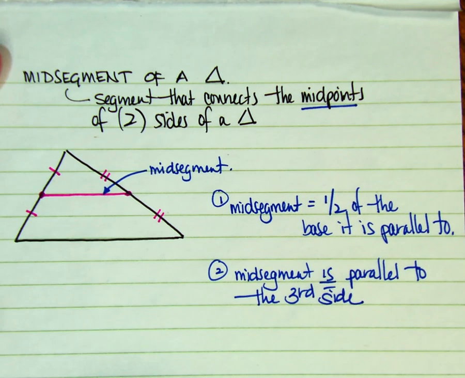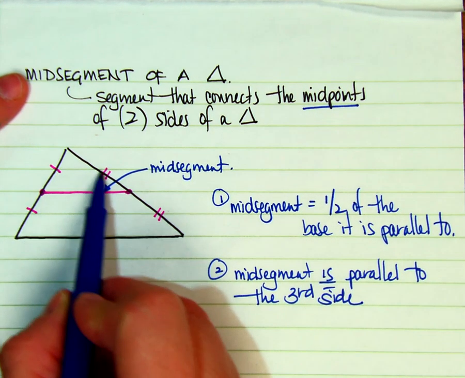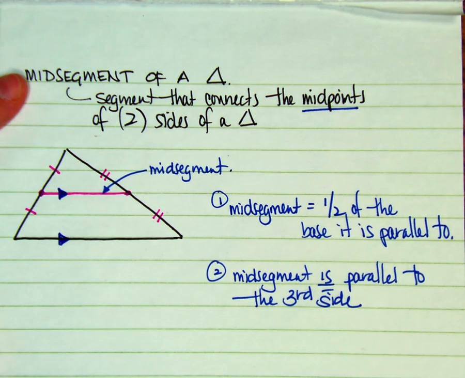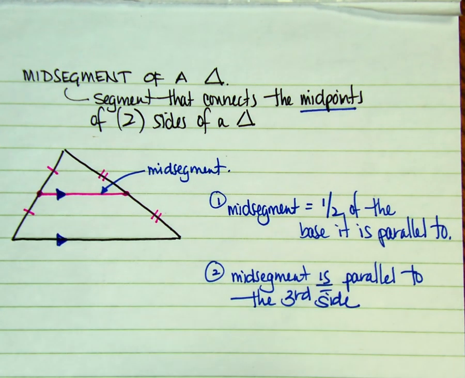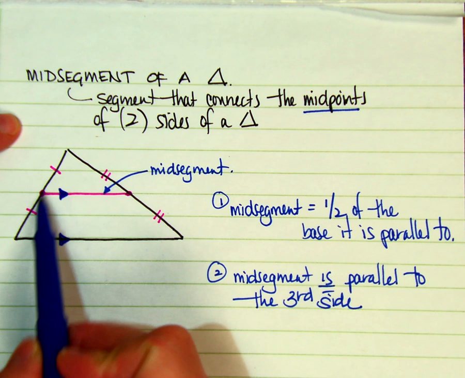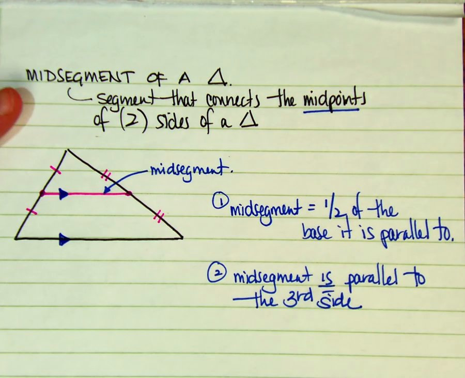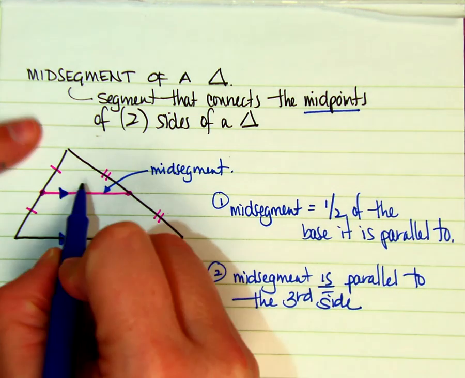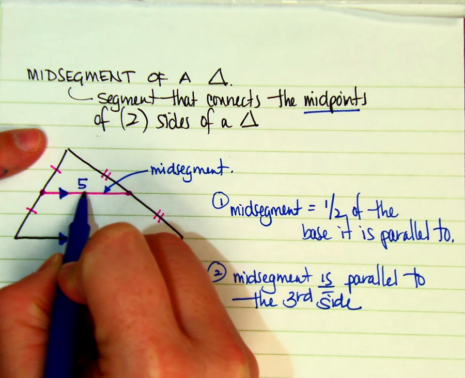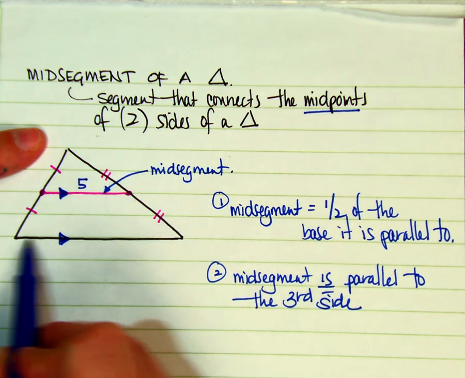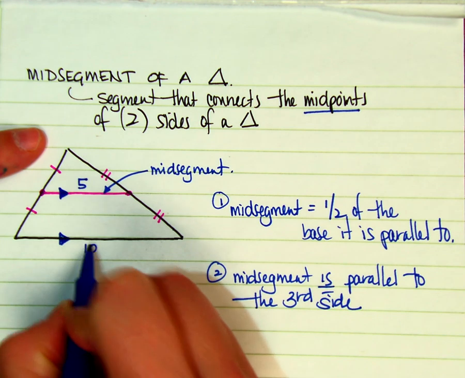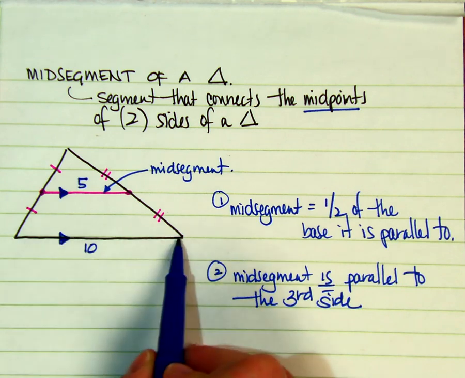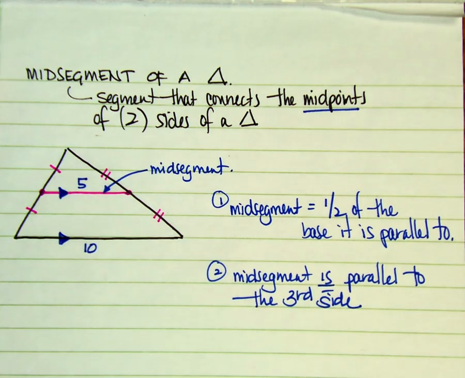Okay, so a couple things from this. Not only does it connect the midpoints, but I know that this segment is parallel to that segment. So remember, with parallel lines, you might see in here some corresponding angles, for example. And we also know that the midsegment is half of the base that it is parallel to. So if this piece is 5, this is half of this one, so that means this would have to be 10. You could also look at it that this side is twice the length of the midsegment.